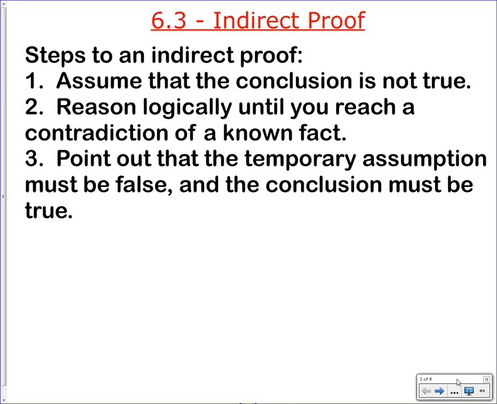First, we assume the conclusion is not true. That is the first statement of your paragraph proof. You assume that the conclusion is not true. Then you logically reason to reach a contradiction of a known fact. This contradiction can be something from the given, can be a definition, can be a postulate, or a theorem that we have already proven. Then our third step, point out the temporary assumption must be false, and thus the conclusion must be true.